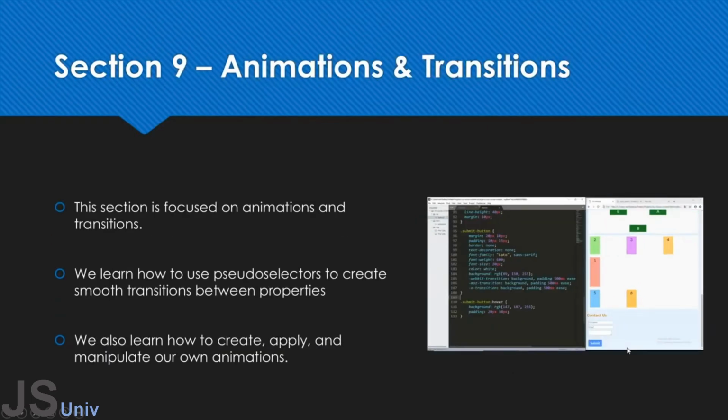So the next section is probably one of my favorites because it really separates the modern sites from the old sites. And we're going to be looking at animations and transitions. So first we're going to look at transitions and how to use pseudo selectors. Again, don't worry about what that means, to create these nice smooth transitions. And then we're also going to be learning how to manipulate them. So kind of change how a transition looks.